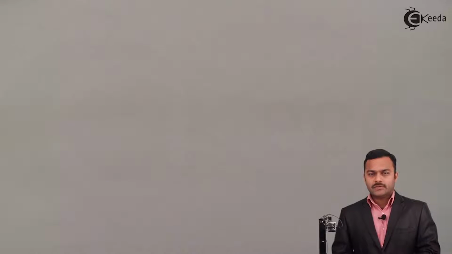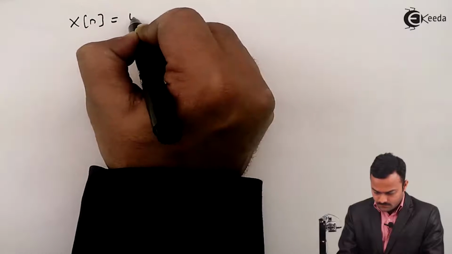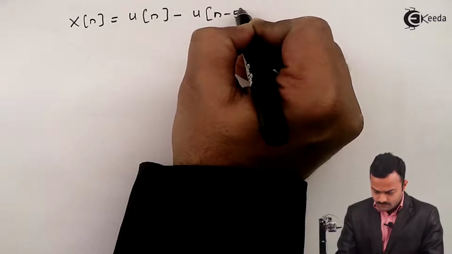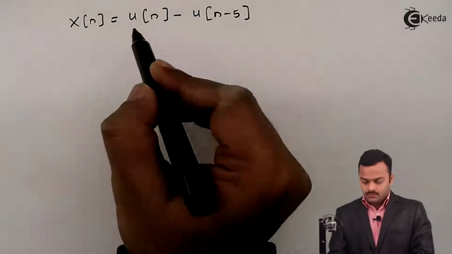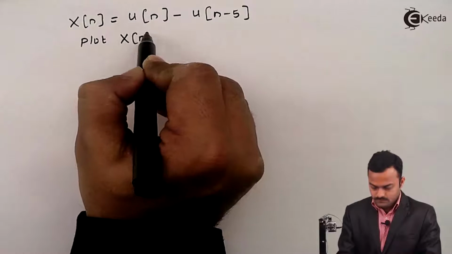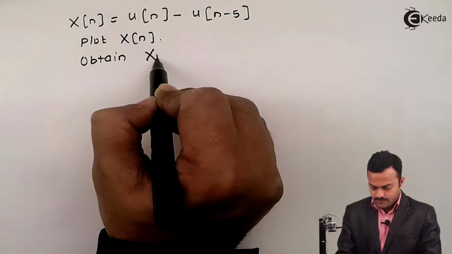In this video, we are going to see how to plot x of n if it is given in a standard signal format, and once x of n is obtained, we will see how to get even and odd parts of that x of n. So the equation is given like this. First job is to plot x of n, and then we need to obtain even and odd part.